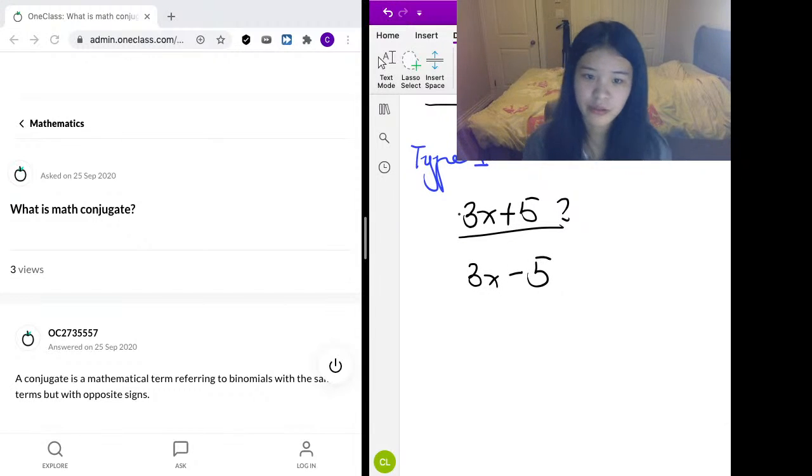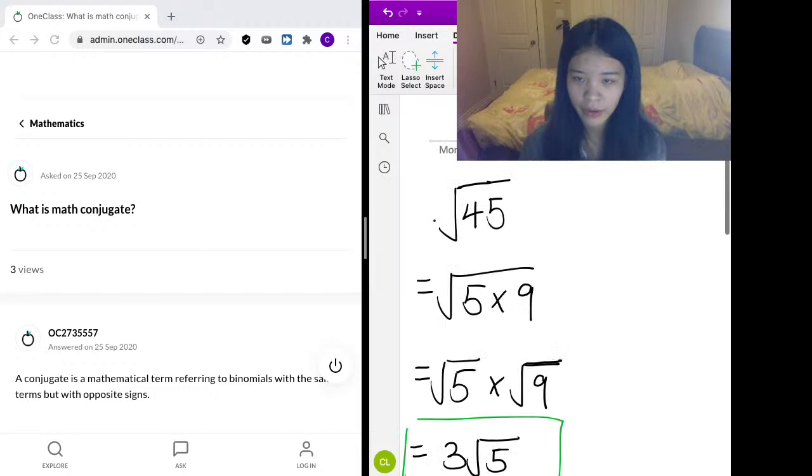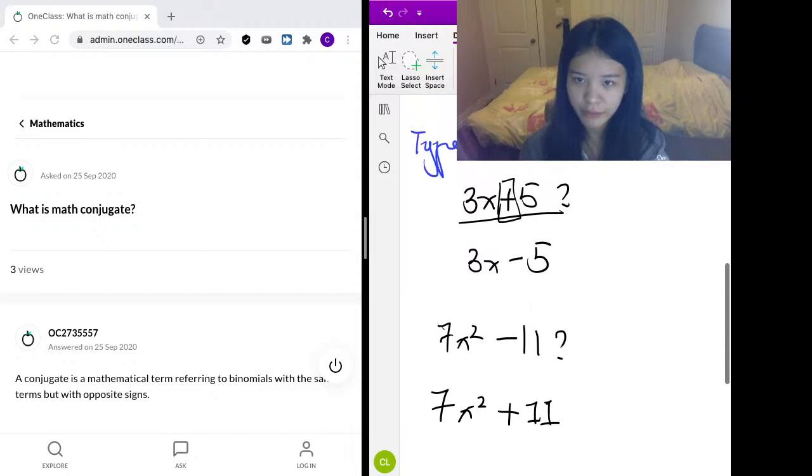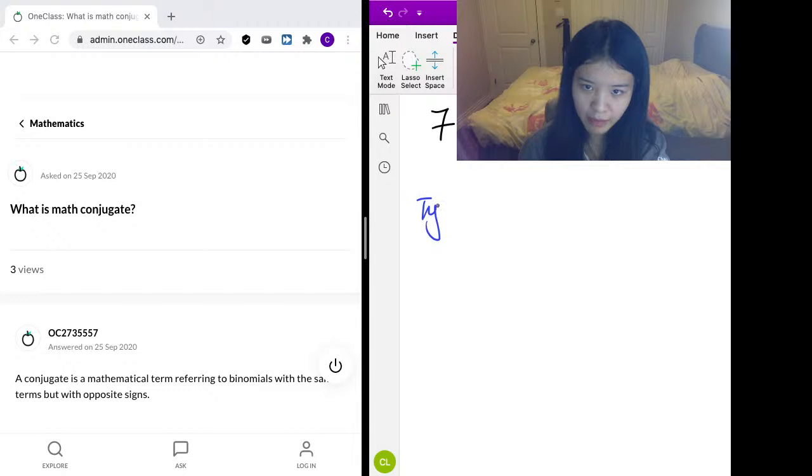So a conjugate in math just refers to binomial terms, and usually what you do is you just swap the signs in the middle, so you change a plus sign to a minus sign. So in this case, the conjugate of 3x plus 5 is equal to 3x minus 5. Or how about, what's the conjugate of 7x squared minus 11? Again, you just swap the signs, so the conjugate of 7x squared minus 11 is 7x squared plus 11. So it's really straightforward.